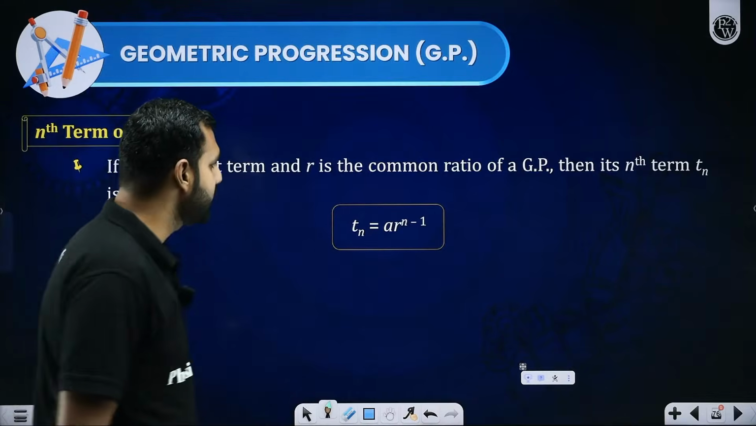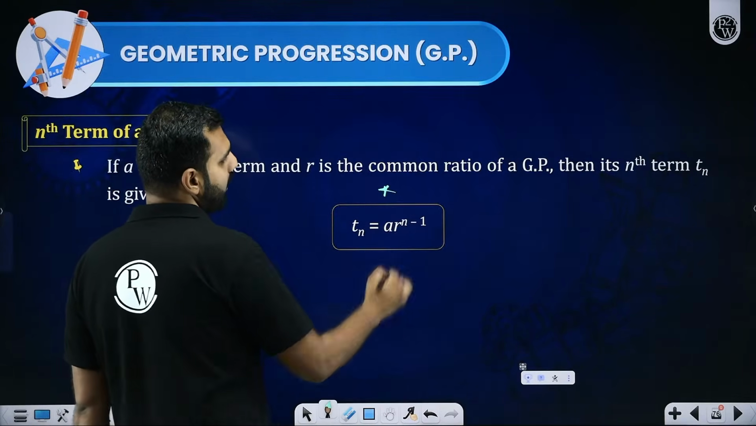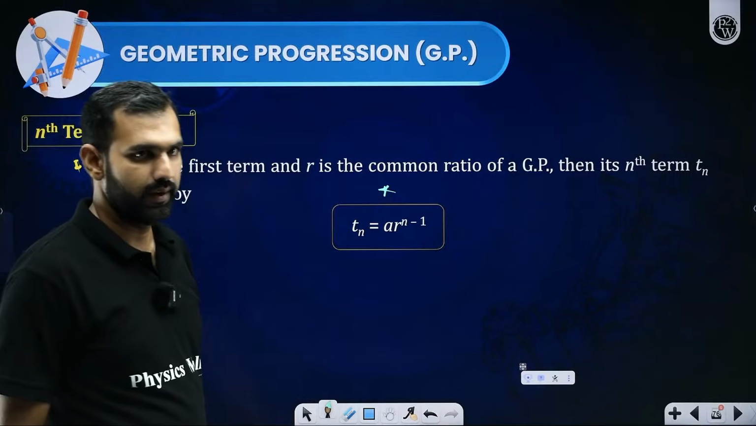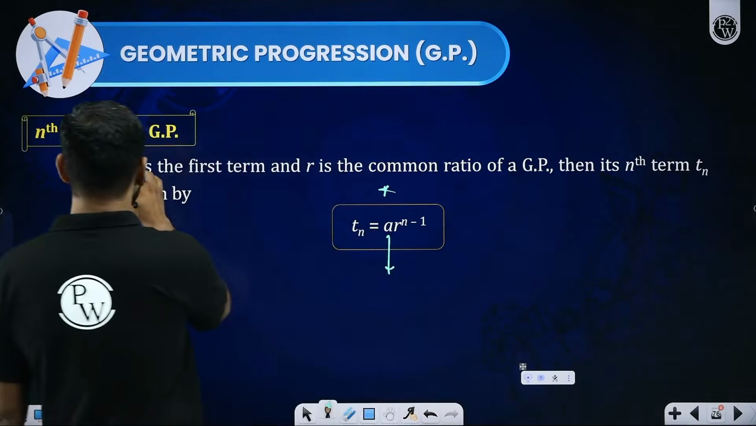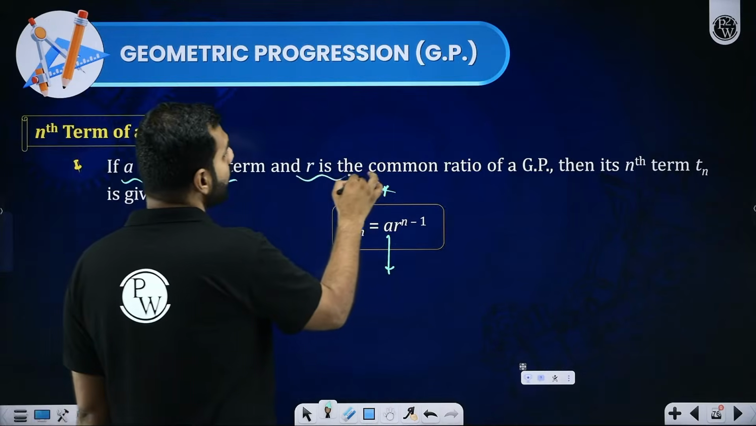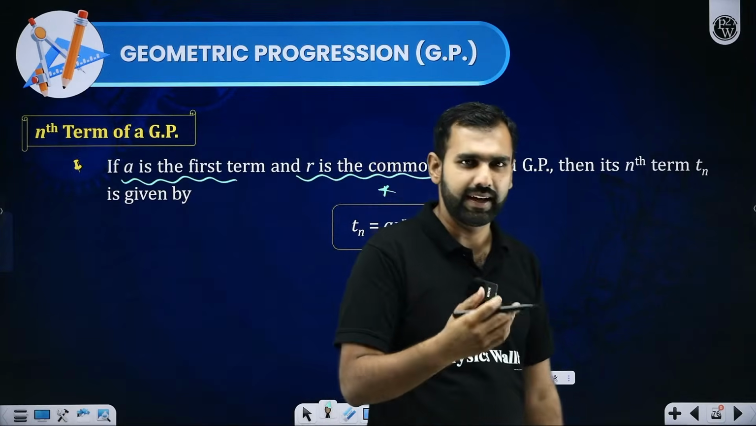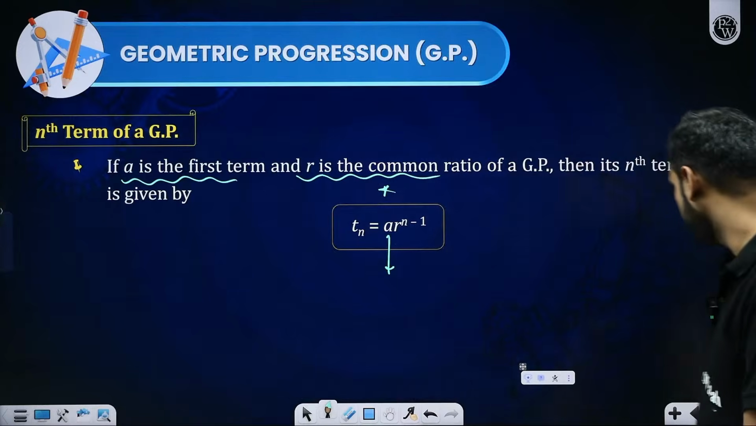So in AP, nth term is given by a plus n minus 1 into d. In GP, nth term is given by a r raised to the power n minus 1. What is a? A is always your first term. R is your common ratio and n is nth term. Everybody got this? Everybody understood this?